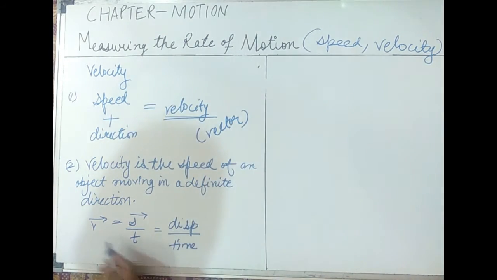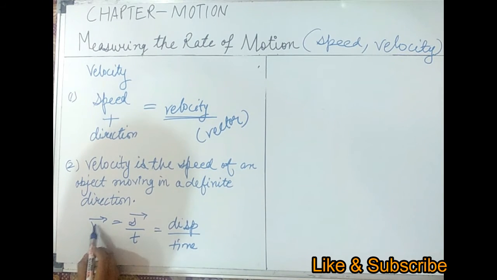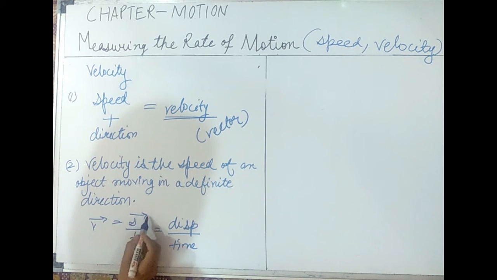And how do we represent a vector quantity? We put an arrow over the variable. Here we are writing displacement and we are putting an arrow over this variable.